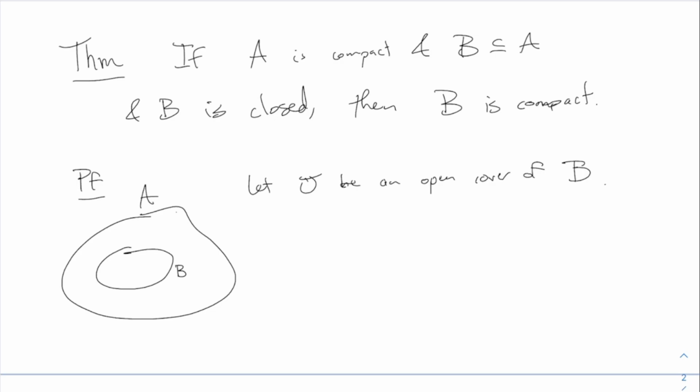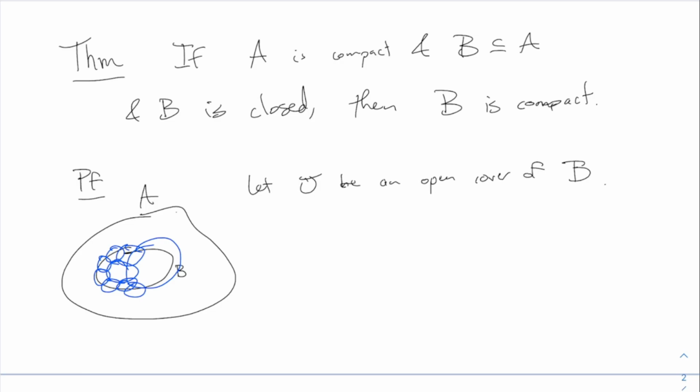Okay, maybe I'll indicate on the picture. B looks like this. I have an open cover of B like so, all right? We need to find a finite subcover of that. The problem which immediately arises, you say, well, I know A is compact. That means any cover of A has a finite subcover. But I don't have a cover of A, I have a cover of a smaller set.